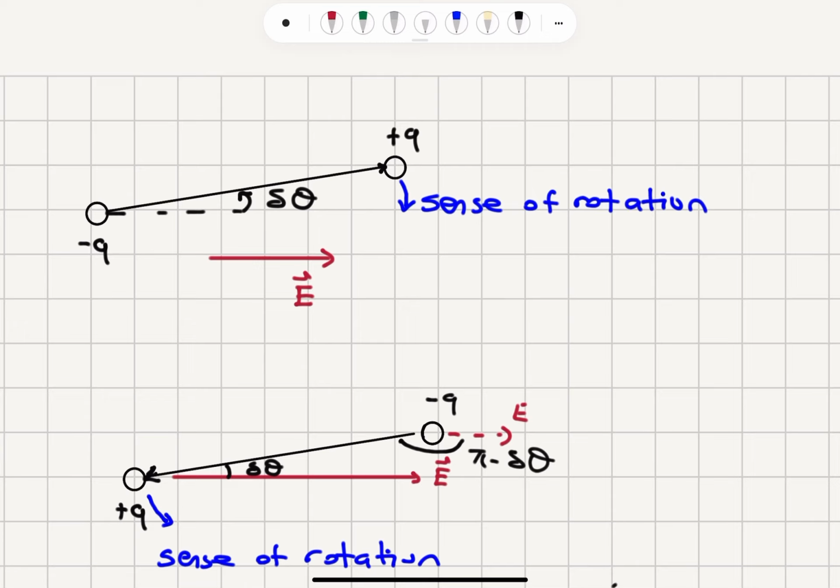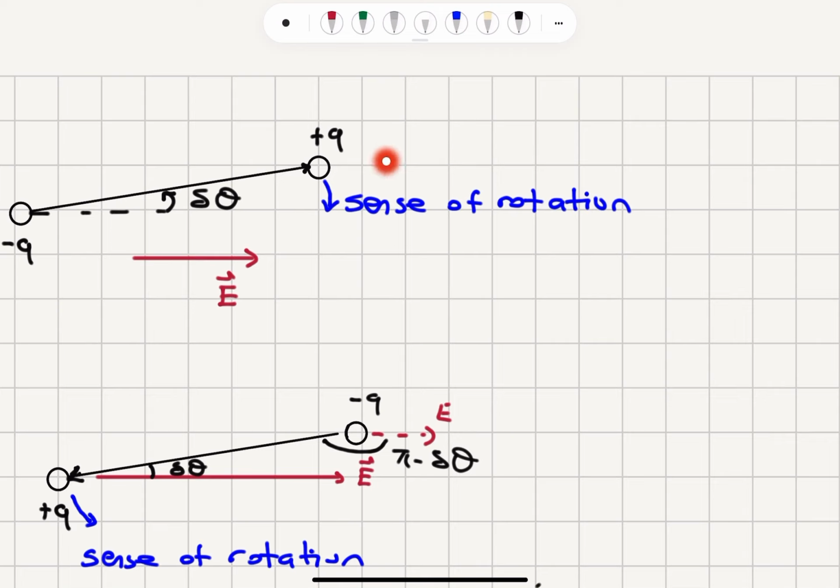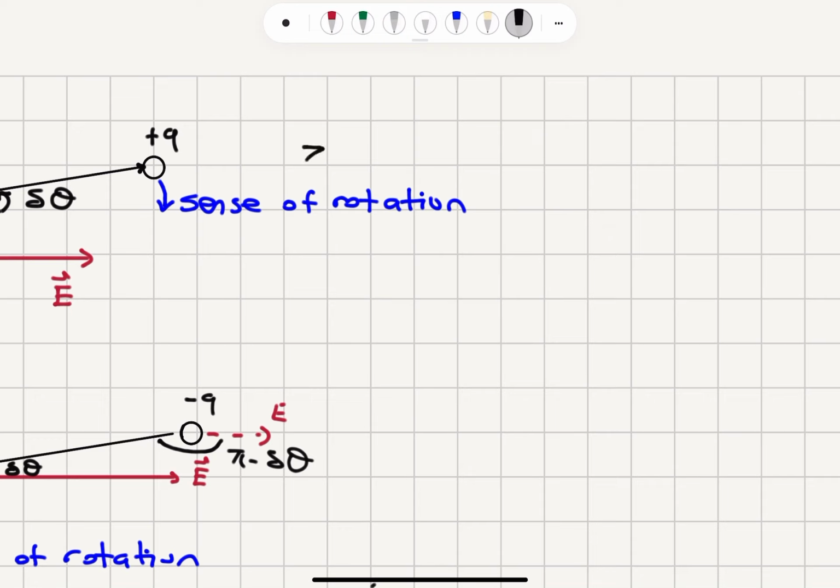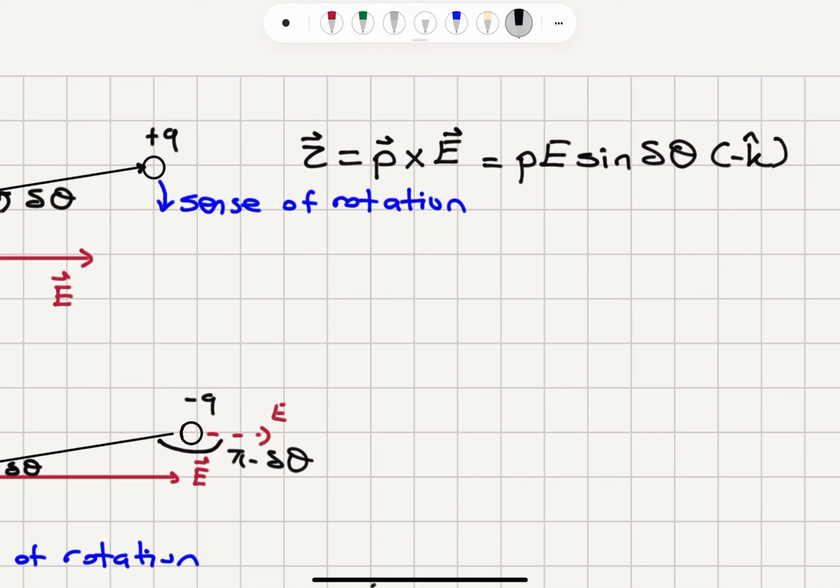So the electric field and the dipole moment vectors were aligned. Now we have a small perturbation. Now P cross E, using the right-hand rule: four fingers point in the direction of P, curl them towards E, the thumb points into the board. It's in the minus k hat direction, giving us a sense of rotation that is clockwise. So the torque, P cross E, is P E sine of the angle between them, delta theta, in the minus k hat direction.